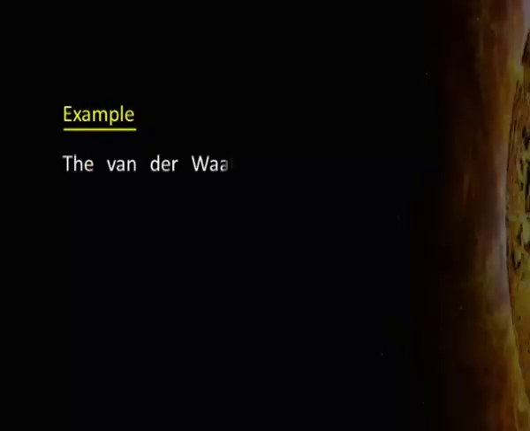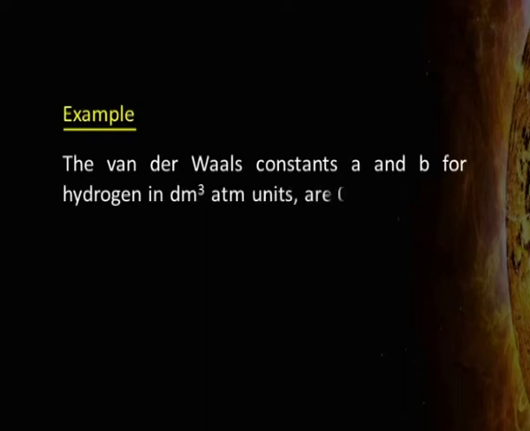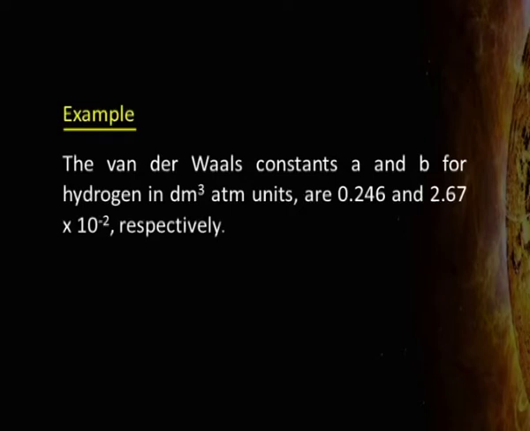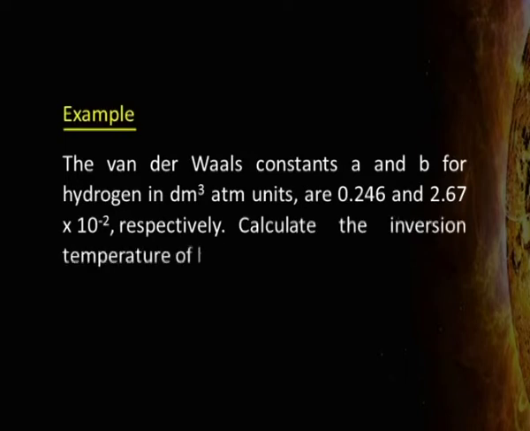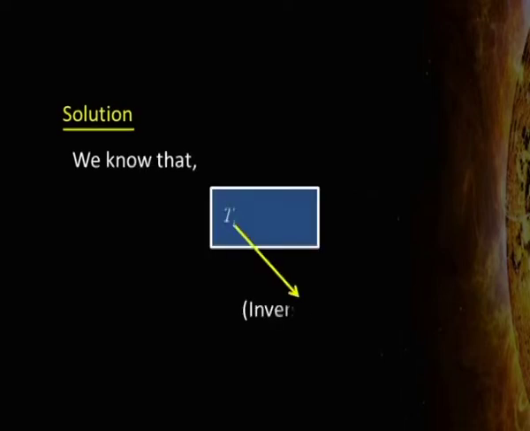The van der Waals constants A and B for hydrogen in decimeter cube atmosphere units are 0.246 and 2.67 into 10 to the power minus 2 respectively. Calculate the inversion temperature of hydrogen. We know that Ti, that is inversion temperature, is equal to 2A upon Rb.